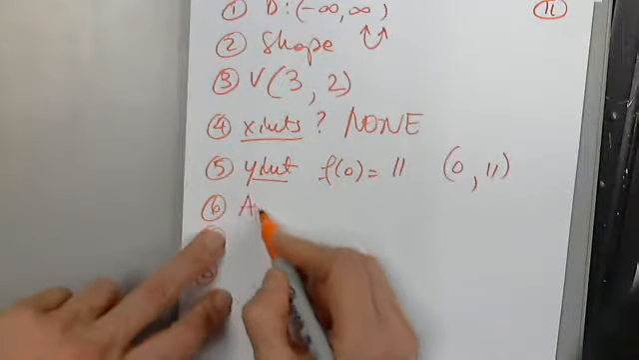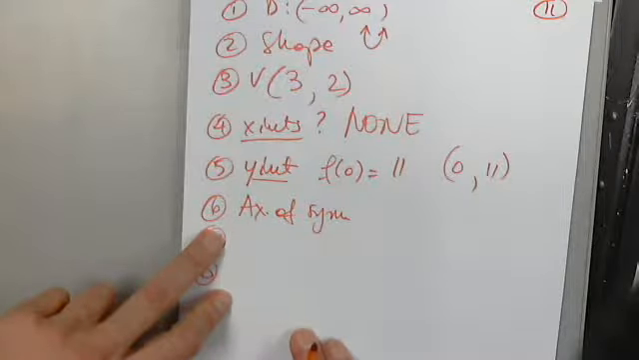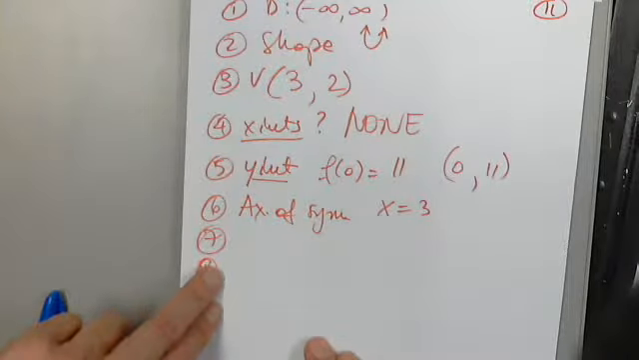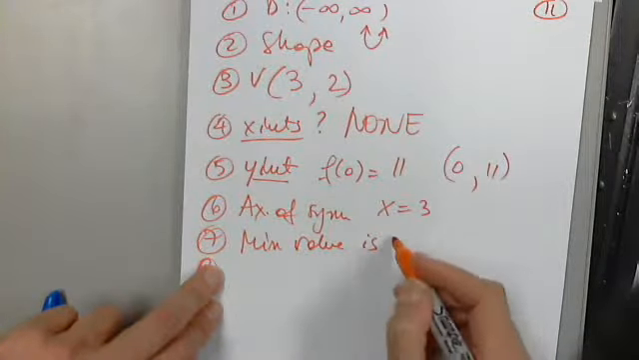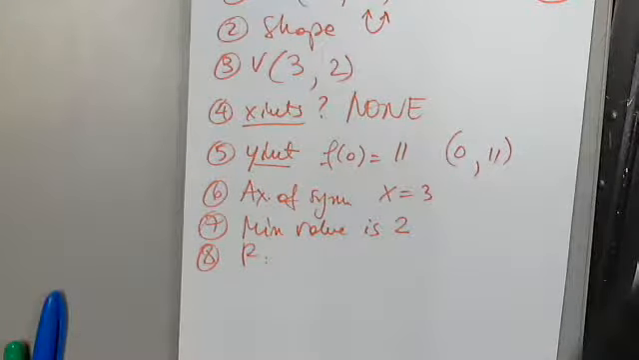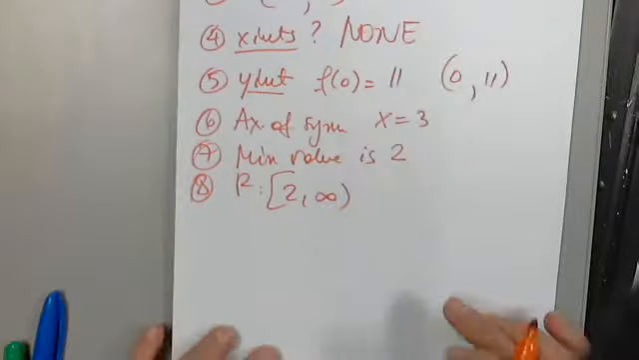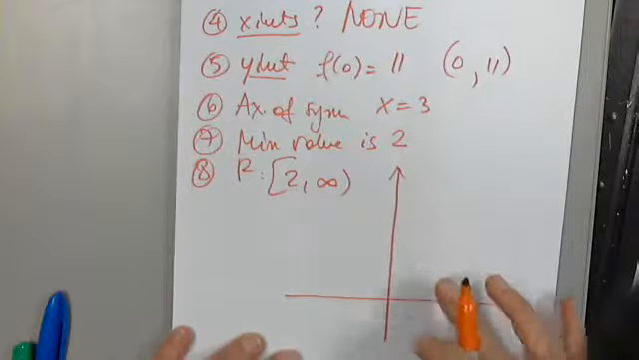The axis of symmetry. Perfect. Does it have a min or a max? Very good. So the min value is awesome. And of course, I'm going to ask you about the range, and you can say we haven't even graphed it, but you already know the graph. 2 to infinity. That's it. We can't find anything else about this. This is completely exhausted.